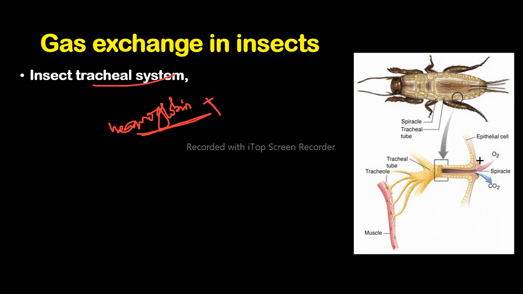So if you have a look at this, you have an opening, and the opening is usually on the abdominal region, on the lateral side, and you also have three in the thoracic region. On each segment, you have openings, and these openings are the ones that we refer to as spiracles. Now, these openings do allow entry and exit of respiratory gases in insects.